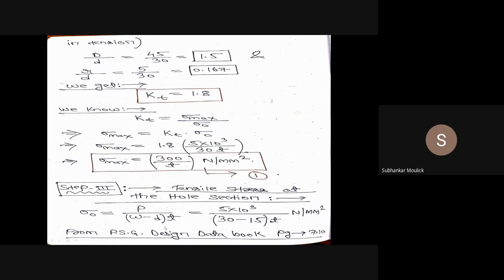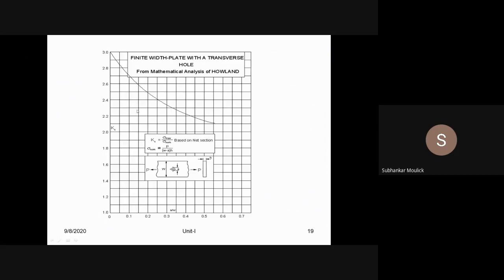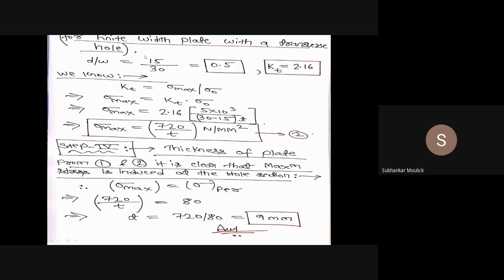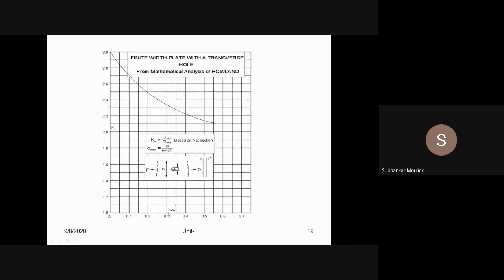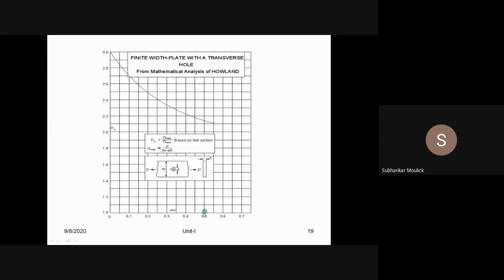Now I need to find out the value of KT. So if you see, my small d is 15 and the width of the plate W is 30. If you solve it, you will get small d by W as 0.5. That means this A by W, because A is the dia of the hole, A is 15, W is 30. So 15 by 30 is 0.5. So this is my 0.5.